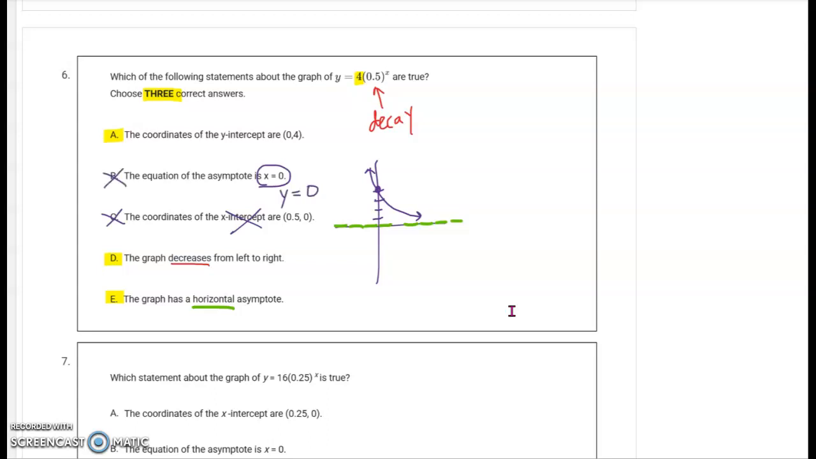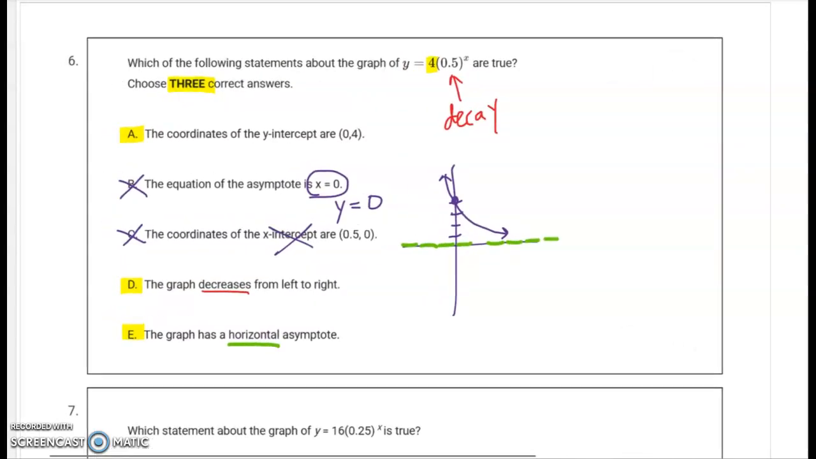That is a good hint because you will definitely need to know on your test that the asymptote is y equals 0. Memorize it, okay? So those 3 that I've highlighted are the correct 3 answers. Remember, don't select more than 3 or less than 3. And you can get partial credit on questions like this.